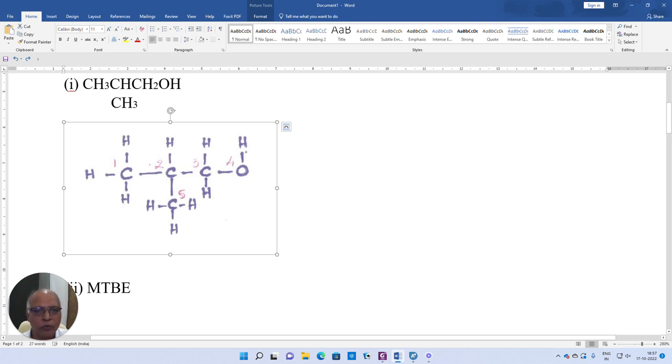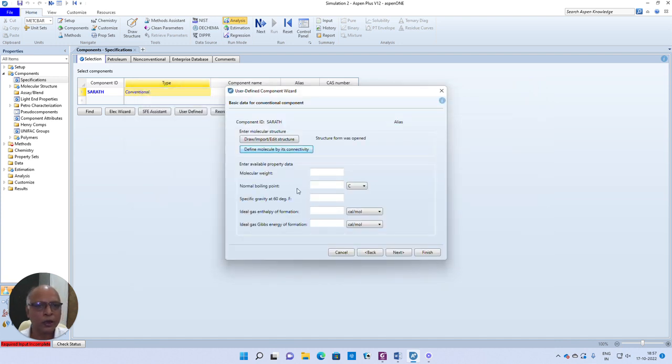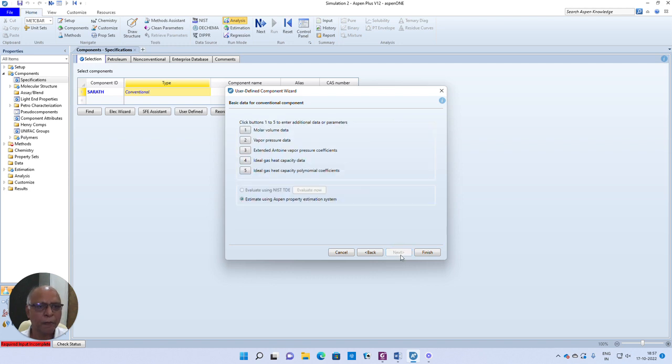Now we need to address this part, 3 to 4. Atom 3, which happens to be carbon, is connected to 4, which happens to be oxygen. All the bonds are, of course, single bonds. Like this, you should be in a position to define the molecular structure along with bonds. Once you do this, you can close this window. Again, you can say next.